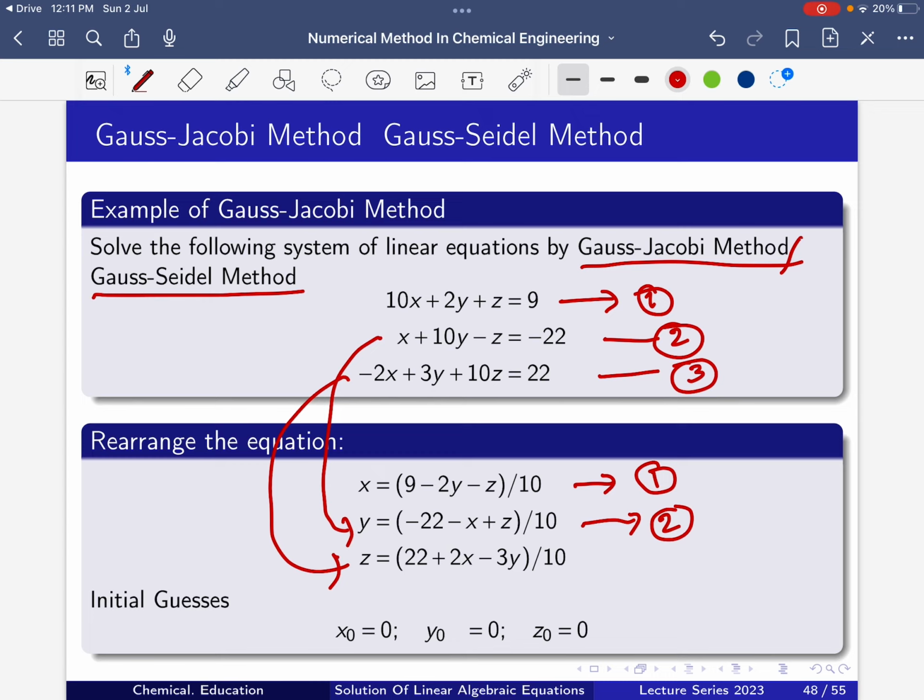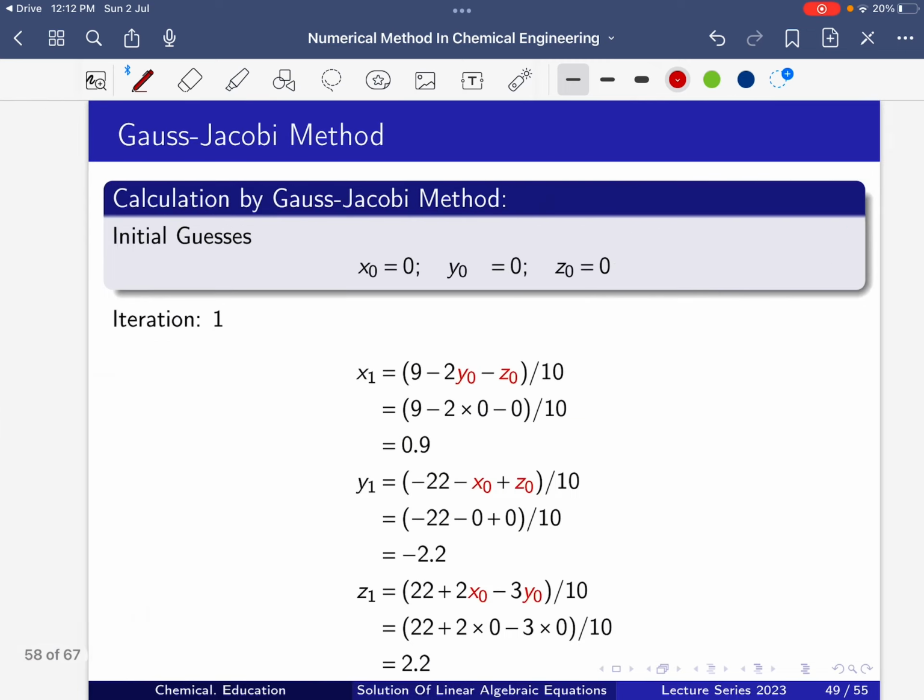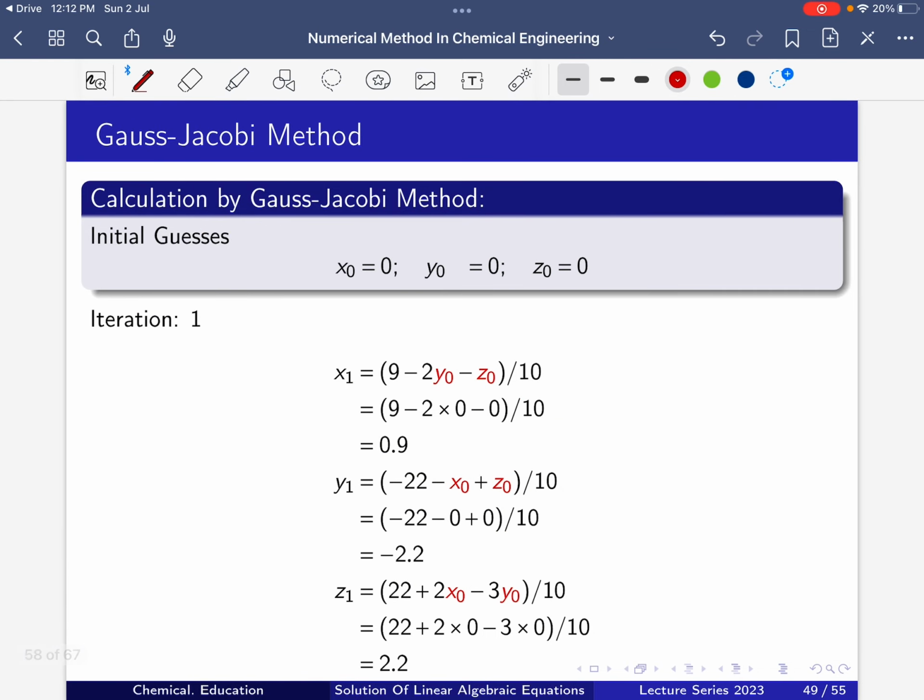Now we start solving by using the Gauss Jacobi method. First we have to take an initial guess. Here I am taking the initial guess as 0, 0, 0. So x0 is equal to 0, y0 is equal to 0 and z0 is equal to 0. Now we are going to start iteration number 1.